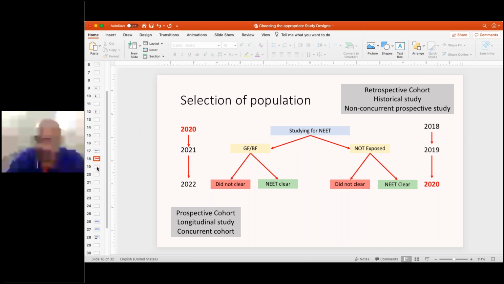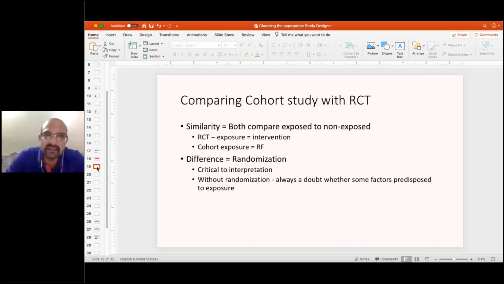Most of the cohort studies are similar to an RCT because they both compare exposed to non-exposed. In RCTs, exposure is same as intervention, whereas in a cohort study, an exposure is as good as a risk factor. However, the difference between a cohort study and an RCT is the fact of randomization, and that is critical to interpretation.